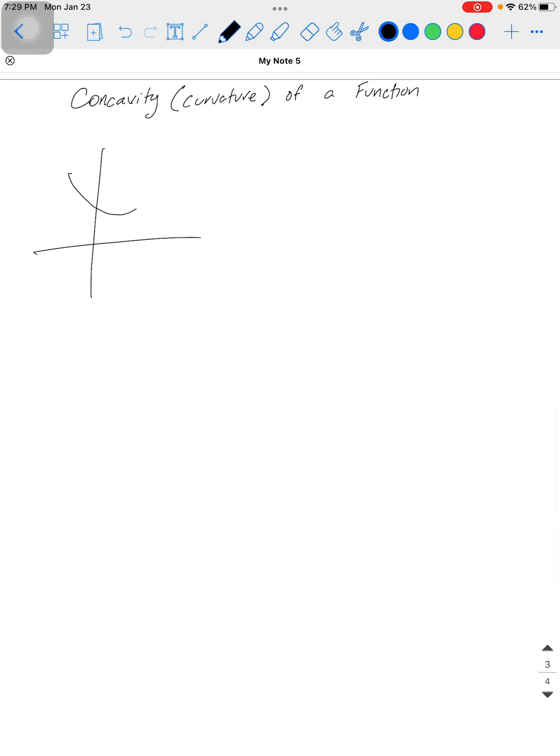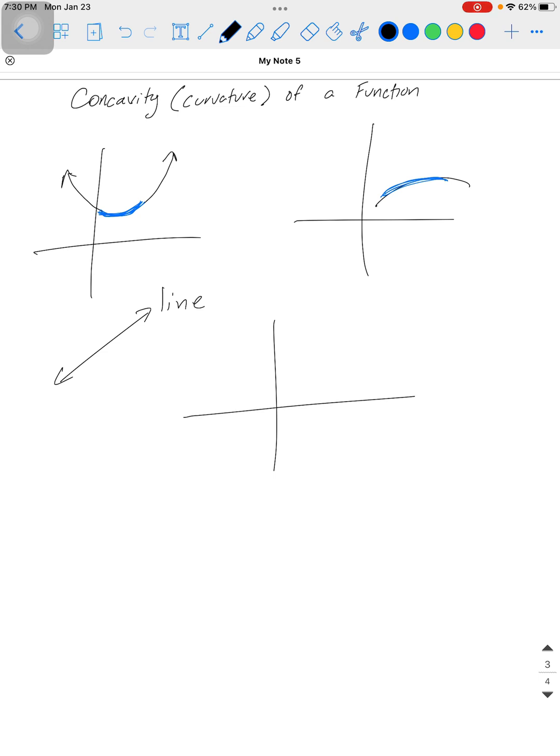If you have a curve that opens up, not specifically because I drew up arrows, but this is what we call concave up, versus something that curves kind of down. We call that concave down. And something that has no curvature, like a line, doesn't have concavity.